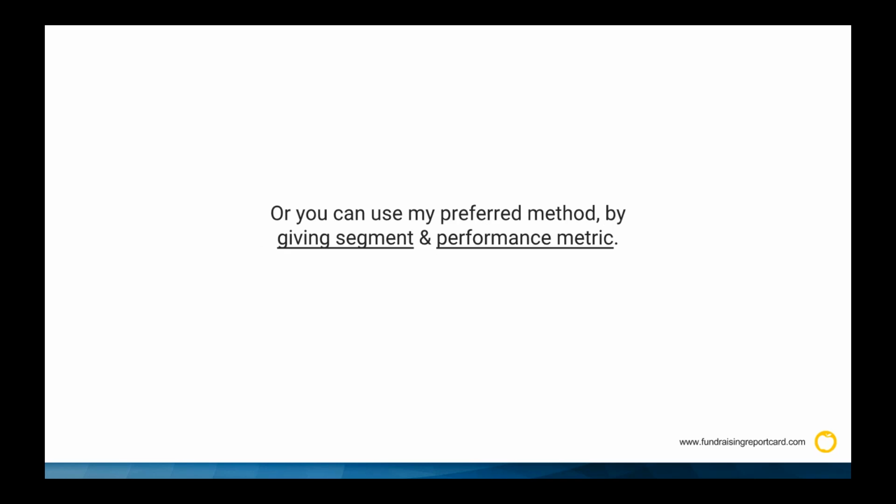So my preferred method, what I have found provides quickest and most effective insight, is by choosing two of the ones that we just went through. Geography is amazing. Geography is awesome. That's for the big higher eds of the world, the ones that have data analysis teams. Where we need some actionable insights quickly, we're going to stick to giving segment and performance metric.